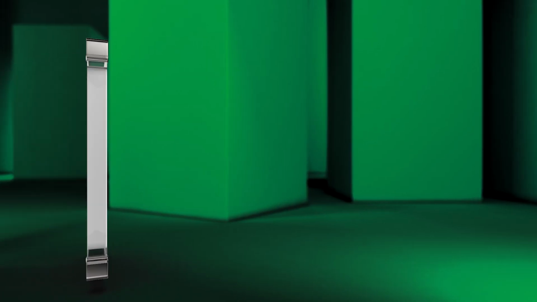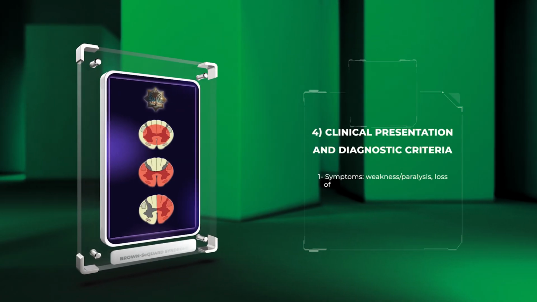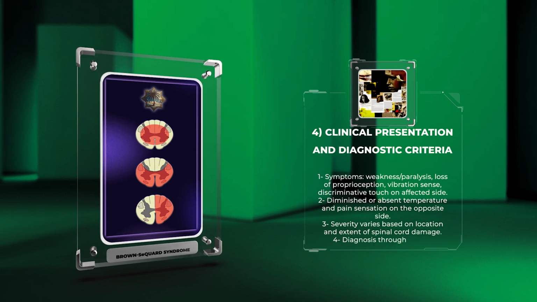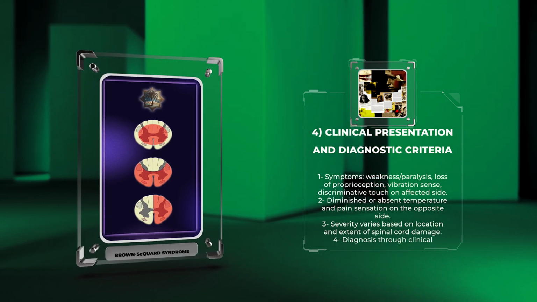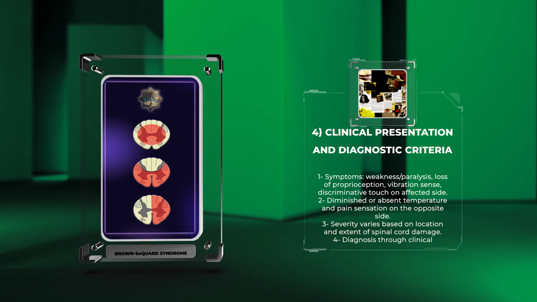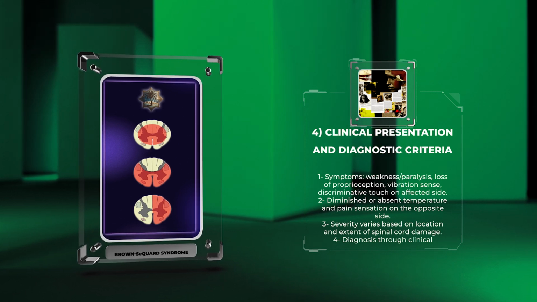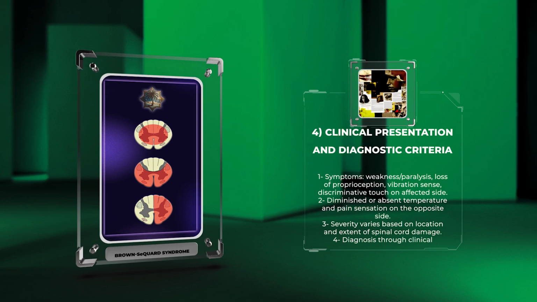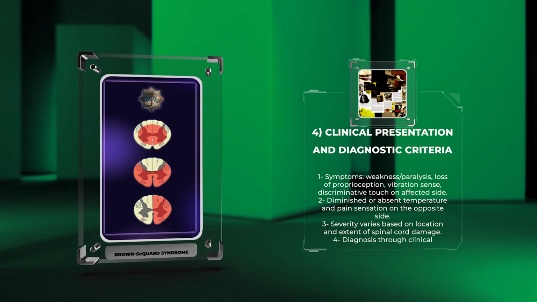The clinical presentation of Brown-Séquard syndrome is characterized by a specific set of symptoms that reflect the disruption of sensory and motor function on one side of the body. Patients typically experience weakness or paralysis on the same side as the spinal cord injury, along with loss of proprioception, vibration sense, and discriminative touch.